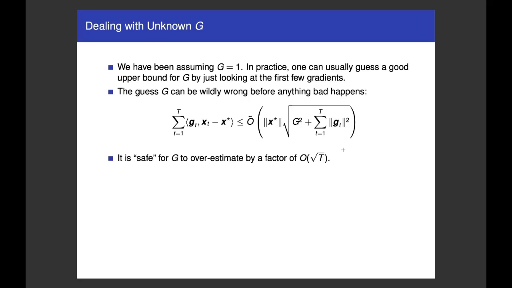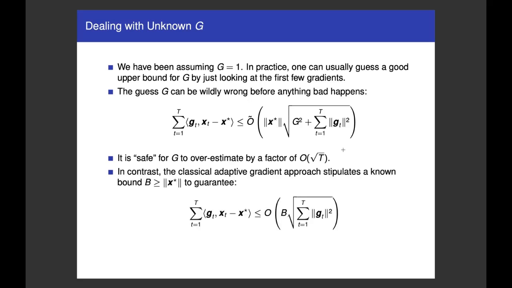with what G is. In contrast, if we were to use the standard gradient descent type approach, then instead of having a value for G, we would have a value B, which is a bound on the norm of x star. Already, this is a little bit annoying because it's harder to get a good idea for the norm of x star ahead of time. But even worse, the bound is B times square root of the sum of the gradients squared, which means that if B is wrong, you pay linearly, right? If B were off by a square root of T factor, you would have linear regret.